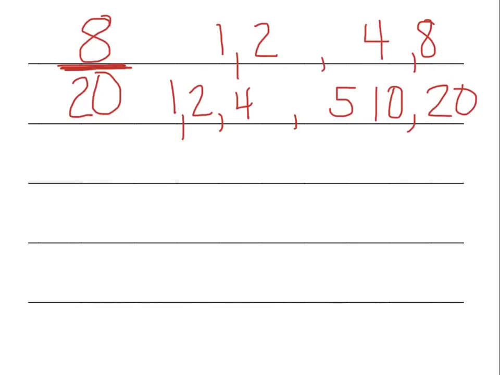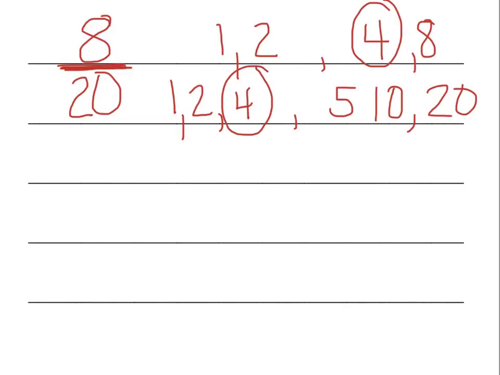Now we're going to look for the greatest common factor. We're going to start with our lowest number, which is the 8. Is there an 8 down in the bottom? No. Is there a 4 down in the factors of 20? Yes, there is. There's 4 and there's a 4.